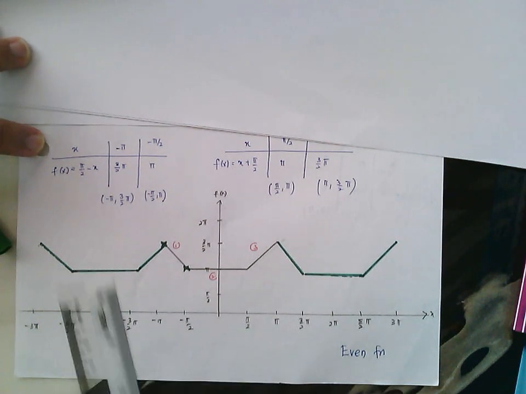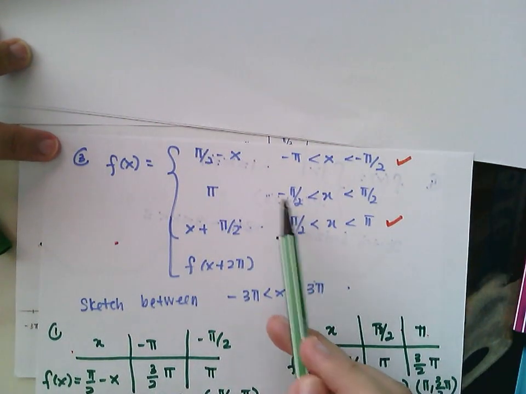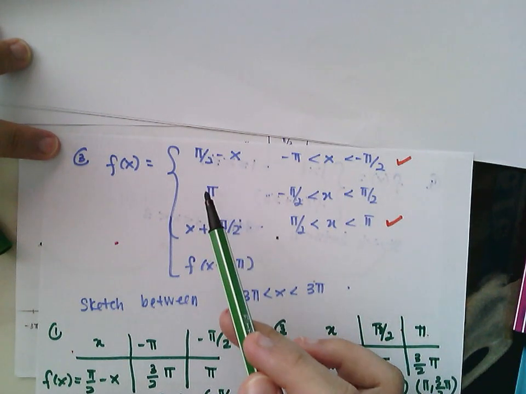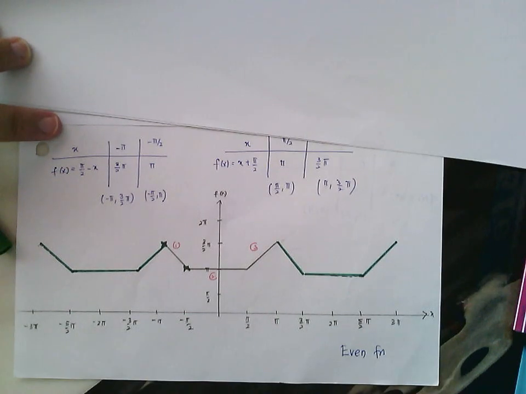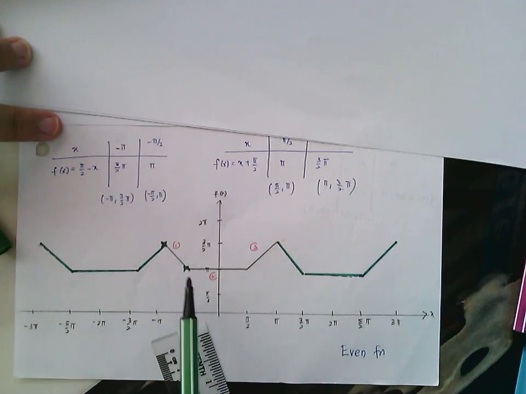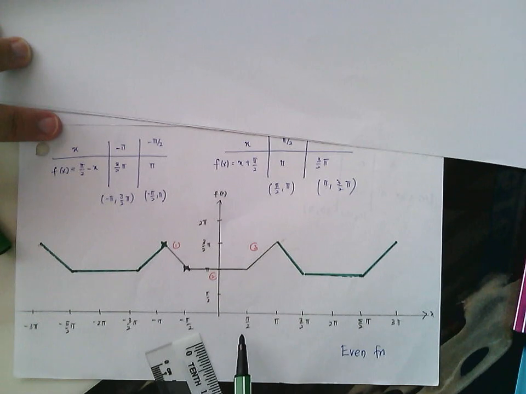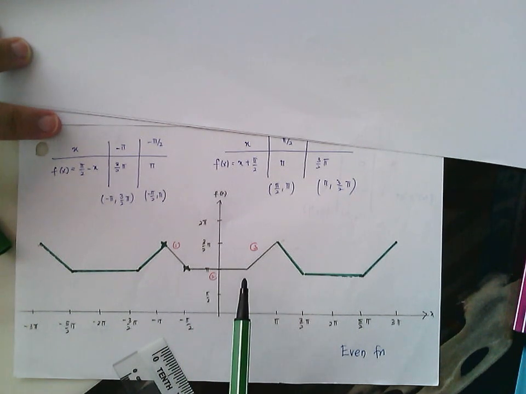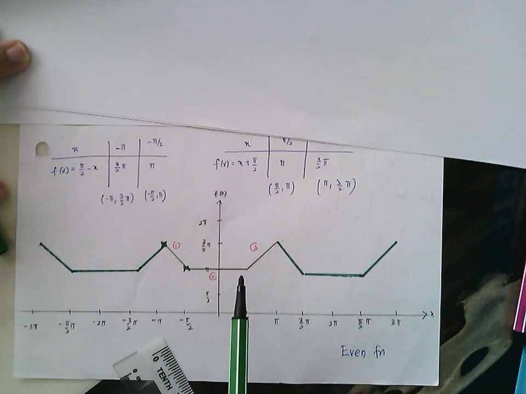Okay, for the second function, when your x is between negative pi over 2 and pi over 2, your f(x) is equal to pi. So that's why I have a straight line here. When my x goes from negative pi over 2 to pi over 2, my f(x) is equal to pi, so I have a straight line. So this is my second function.